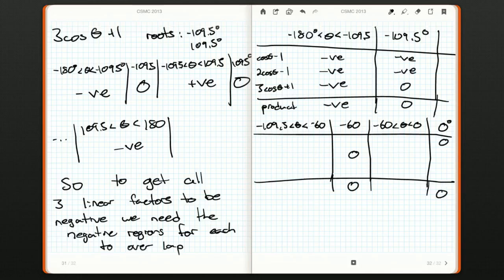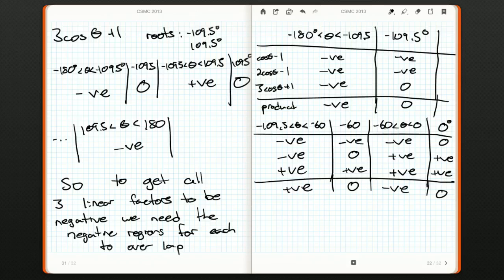Alright, and in this range, well, this bottom one's going to be positive. Still going to be positive over here. Positive here and positive here. But this one's still negative, and this one's still negative. Negative, negative, positive, positive. So negative times a negative times a positive, that's going to be positive. We don't want this range. Negative times a positive, that's negative. So theta between negative 60 and 0, that'll give us the total product, that cubic formula in cos theta. That product will be negative in that range.